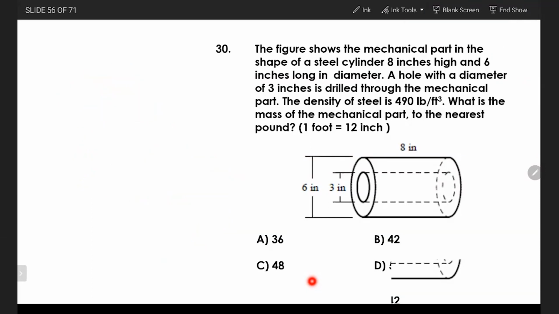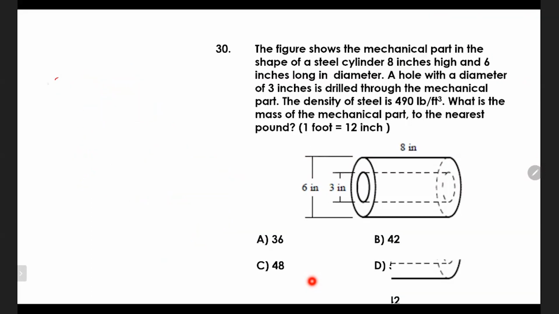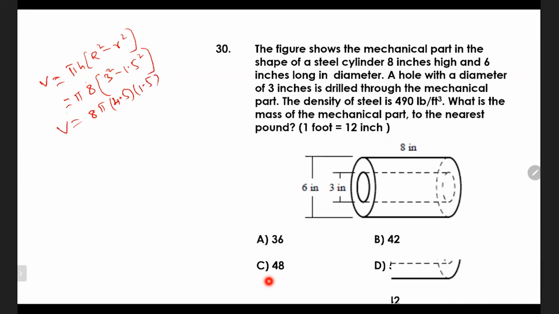So look at this. So volume is pi h into capital R square minus small r square. So this is pi into h is 8 into r square, diameter is 6, so 3 square minus 1.5 square. This is 8 pi into 3 plus 1.5 is 4.5 into 3 minus 1.5 is 1.5. Yes, this is the mistake we have done. Let us correct it, children.